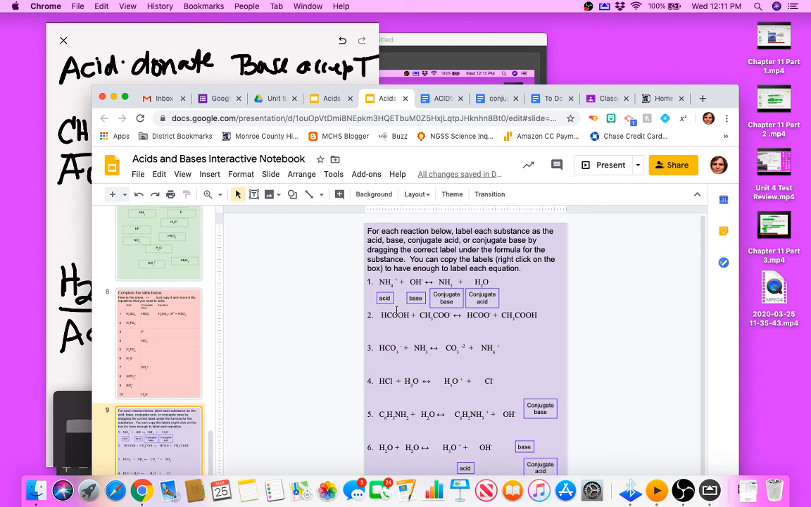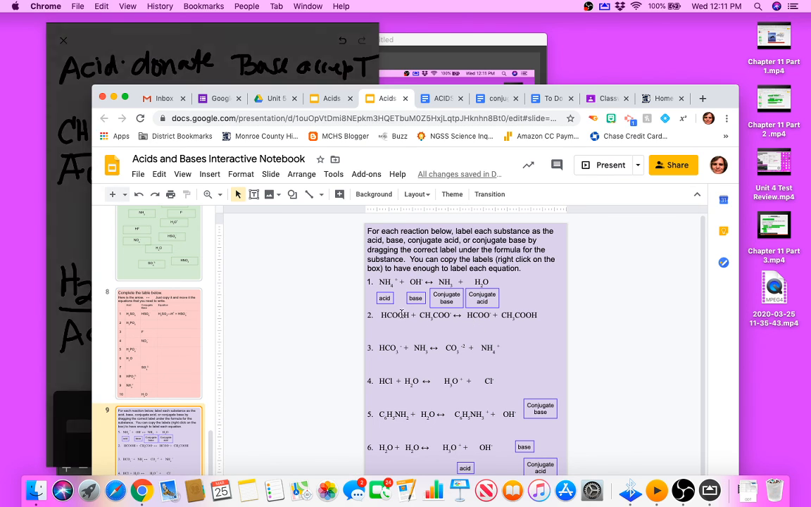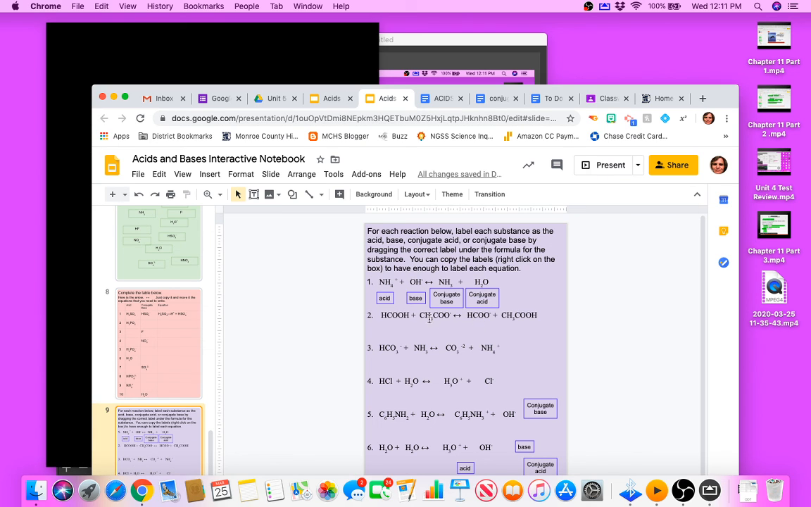Okay, so look at what it was before, look at what it was after, and you can see which one donated and which one accepted. The one that donated is the acid, and what it was after it donated is the conjugate base. The one that accepted is the base, and what it was after it accepted is the conjugate acid.